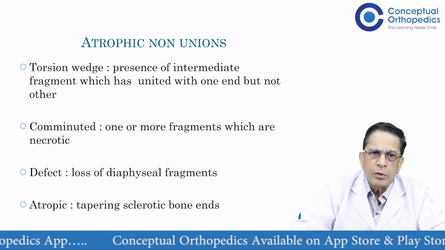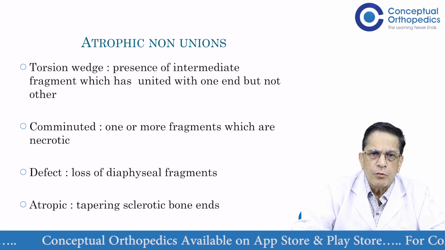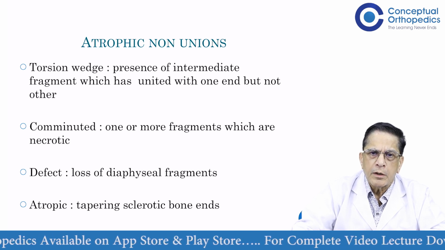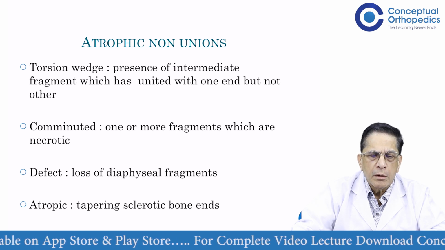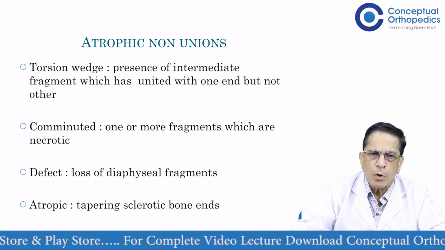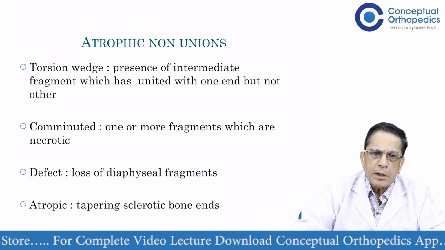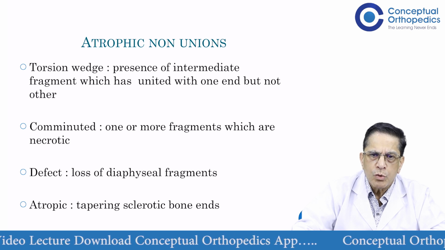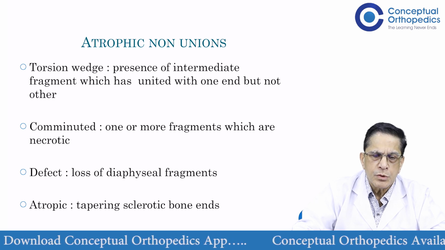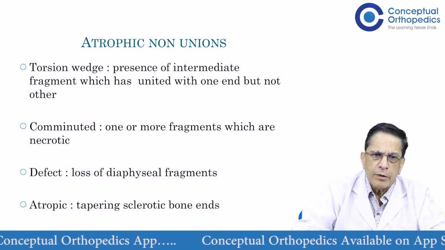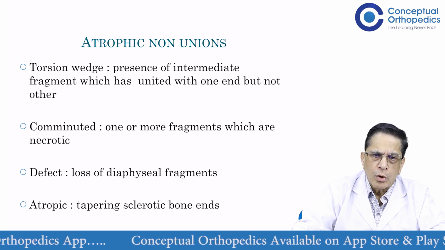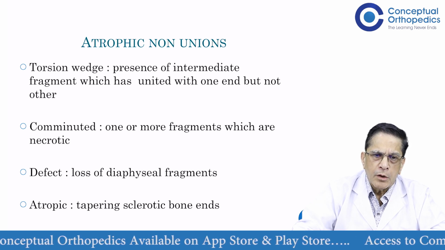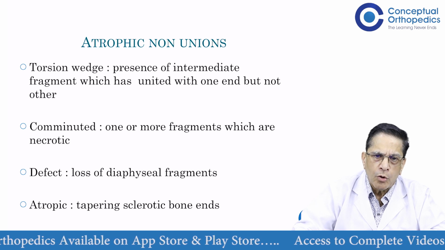Then atrophic non-union can be divided into torsion wedge, where there is an intermediate fragment which has united at one end but not the other side because of improper vascularity. It can be comminution, wherein one or more fragments are avascular or necrotic, which hampers the union, or there can be a defect which can lead to a loss of diaphyseal fragment, and it can be an atrophic non-union with tapering sclerotic bone ends.